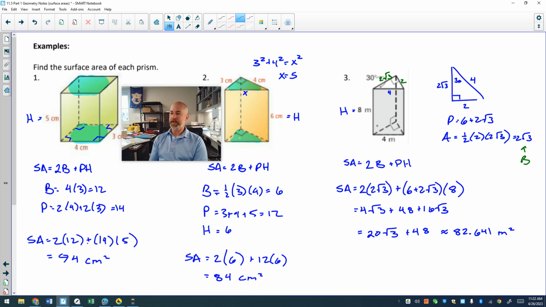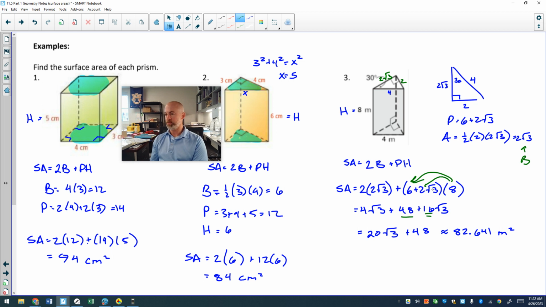And then the height is H. Throw all of that into your formula. And we have 2 times area of the base, 2 times 2 root 3. We have 6 plus 2 root 3 as the perimeter of the base, and the height is 8. I distributed my 8 here. 8 times 6 is 48. 8 times 2 is 16.